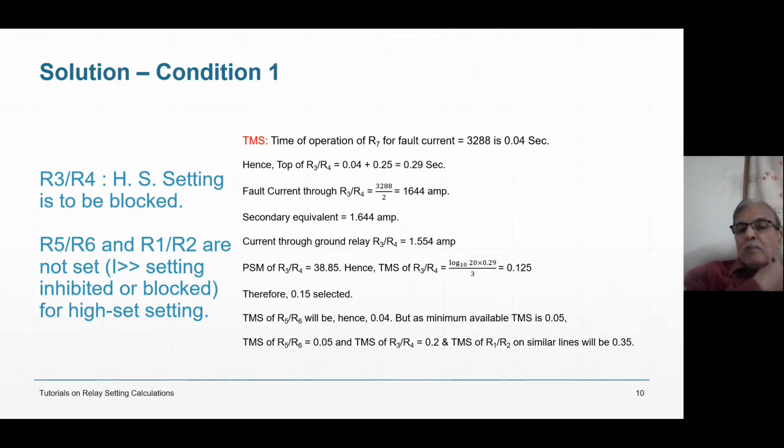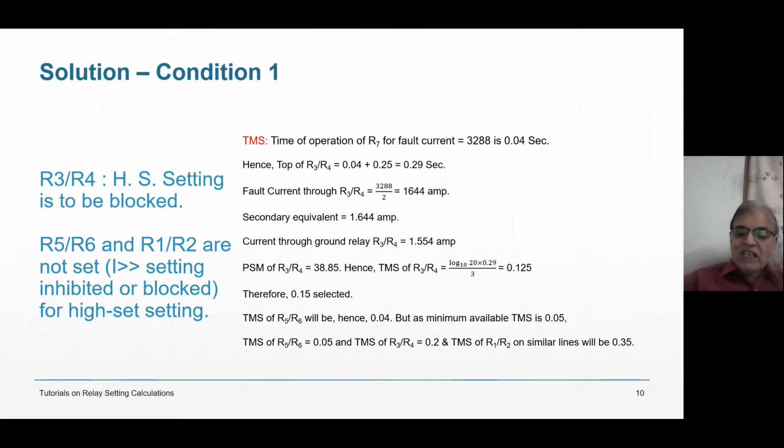So 1.554 divided by 0.04, that is 38.85. So 38.85 PSM I cannot take because IS 20, beyond 20 it is constant. Minimum time is there. So log 10 20 into my time requirement is 0.29 divided by 3. So my TMS of R3, R4 is 0.125. So I select 0.15.